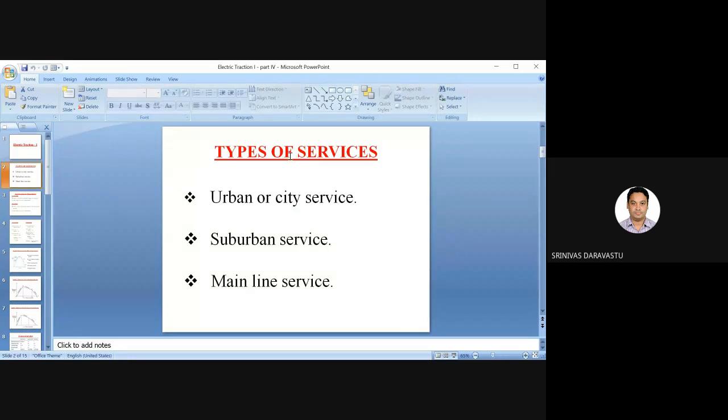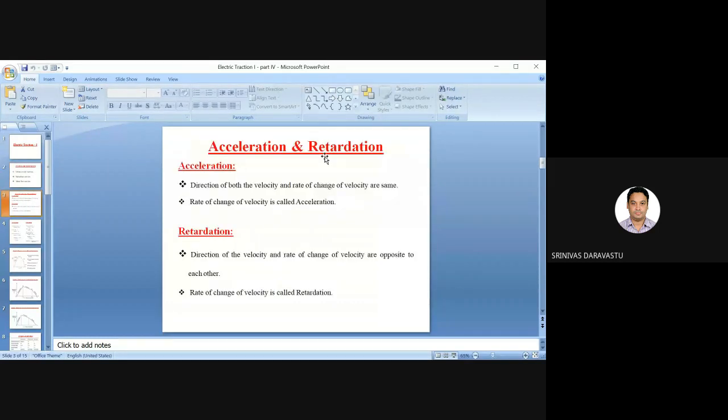Now it is visible, sir. Okay, types of services: urban services, suburban services, and mainline services. Next, acceleration and retardation. Okay, what is acceleration?